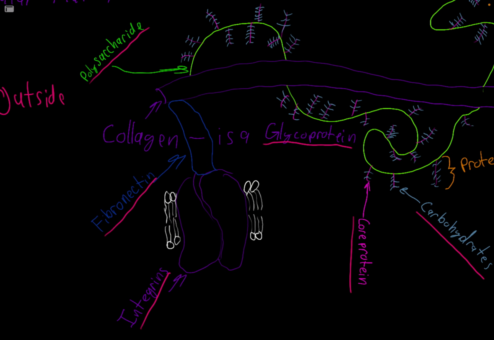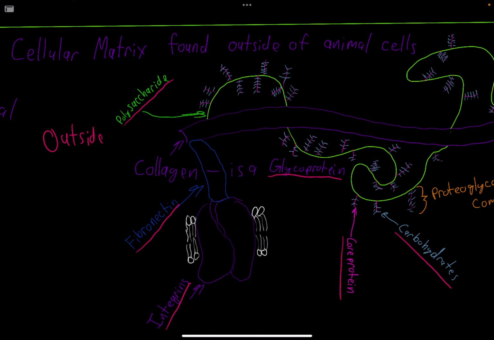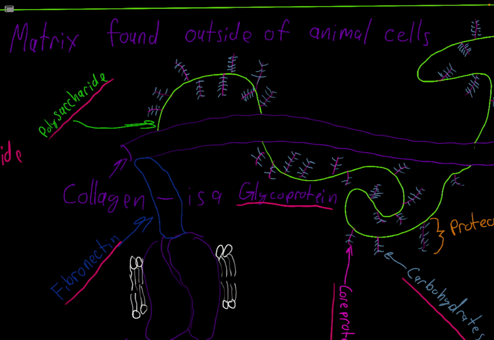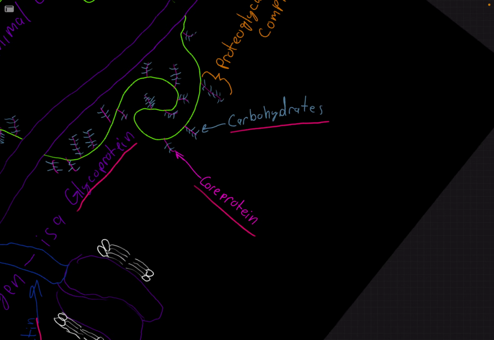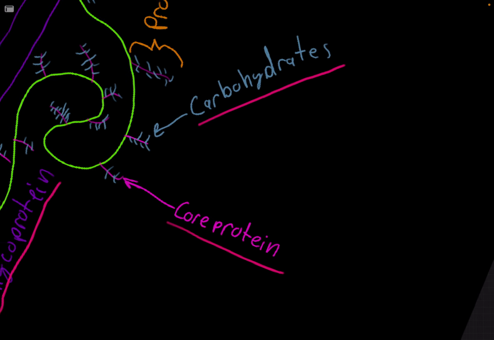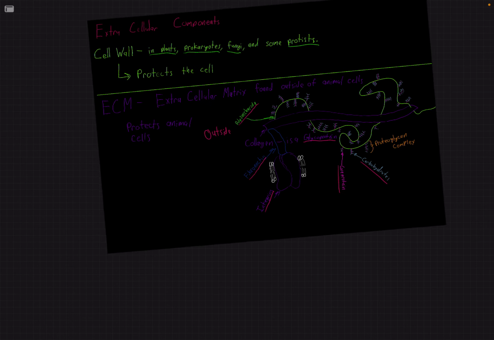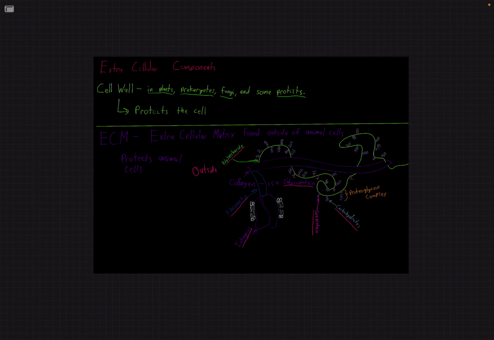So we have collagen, which is a glycoprotein. Connected to the glycoprotein, we have a polysaccharide, like a string, kind of. And connected to that polysaccharide, we have a proteoglycan complex, which is made out of two components: a core protein and carbohydrate hairs coming out of it. The whole purpose of this is to protect the animal cell from a lot of things. And that would be it for the extracellular part.